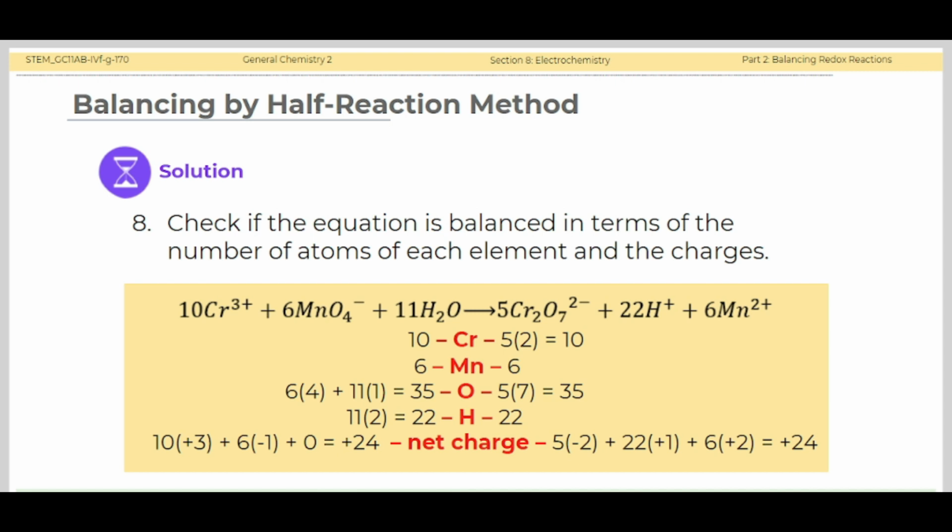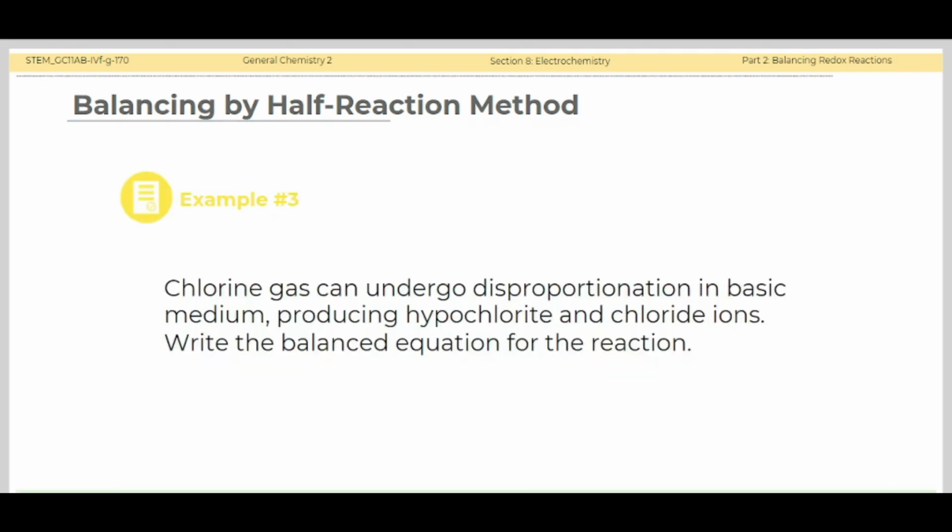and the charges. Each side of the equation has 10 chromium, 6 manganese, 5 oxygen, and 2 hydrogen. Thus, the equation is balanced in terms of the number of atoms. Meanwhile, charges are balanced since both sides of the equation have a net charge of plus 24. Therefore, our equation is balanced.